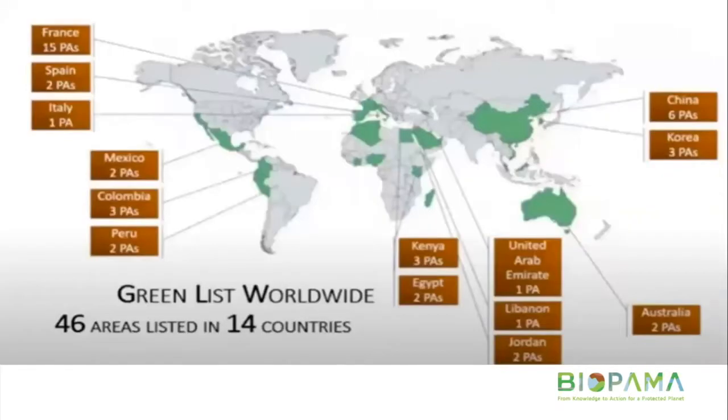Right now, the green list has 46 areas listed in 14 countries and in different parts of the world. The closest ones we have for the Caribbean are Mexico with 2, Colombia with 3, Peru with 2. Costa Rica is in process, Honduras is in process, as are Brazil and Ecuador. And there might be others, but those are the ones I remember at the moment. We still don't have submissions from the Caribbean, although I think Belize will soon be applying.